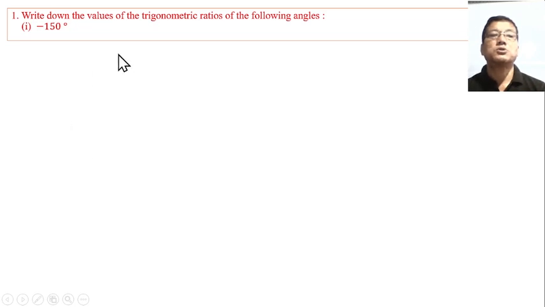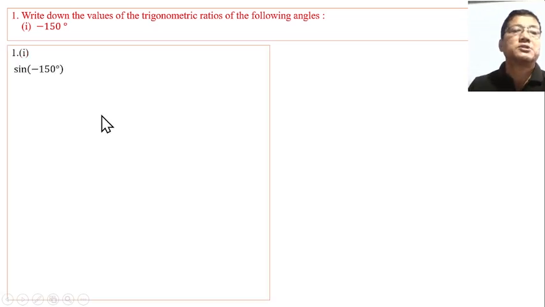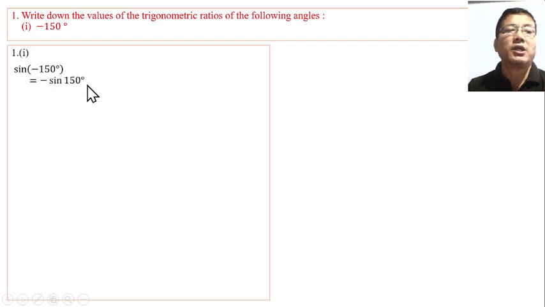Write down the values of the trigonometry ratios of the following angles. Let's find the values of the trigonometric ratios for the angle minus 150 degrees. Let's find out. Sine of minus 150: the negative angle is sine of minus theta, which equals minus sine theta, so sine of minus 150 is minus sine of 150.